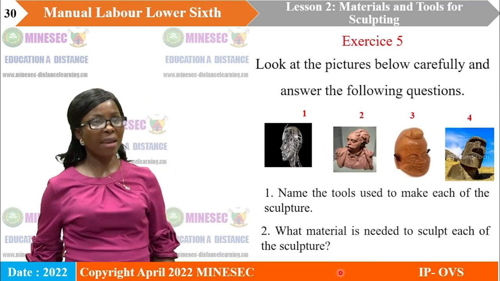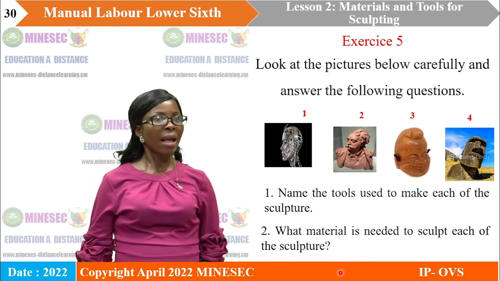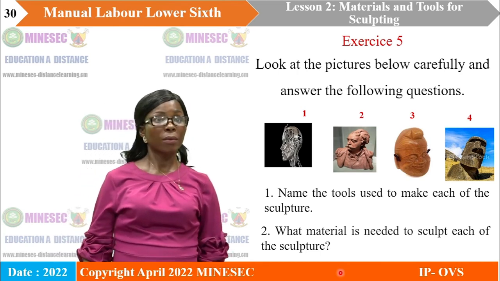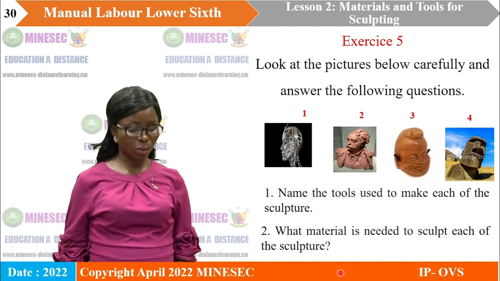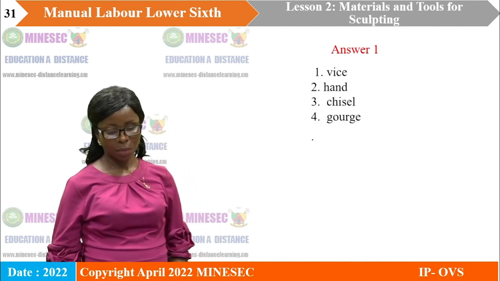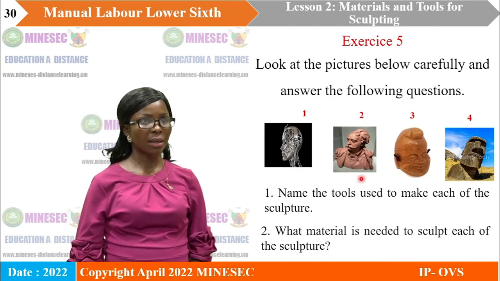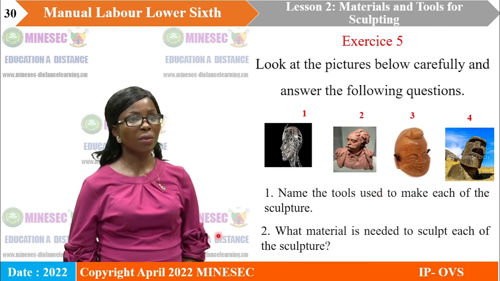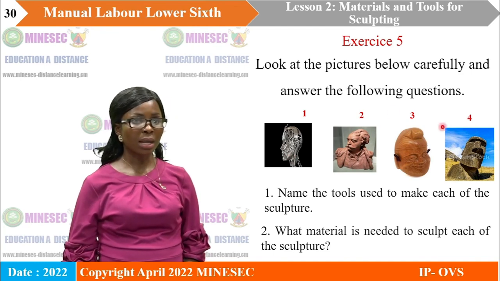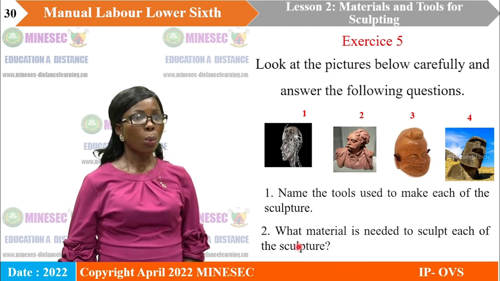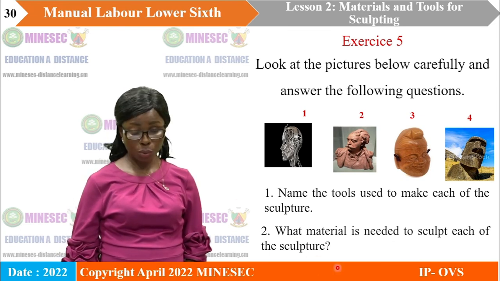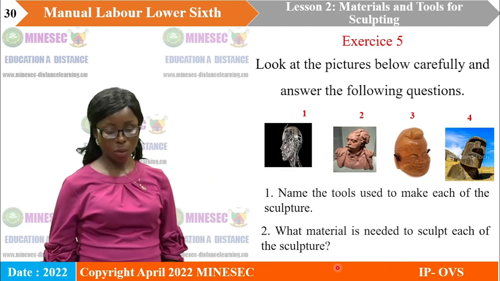Exercise five. Look at the pictures below carefully and answer the following questions. We have all these pictures: the first picture you see here, second, third, and the fourth. The question reads: name the tools used to make each of the sculptures. When you look at the materials, you'll be able to name the tools used to make each of the sculptures. Question two: what material is needed to sculpt each of the sculptures?